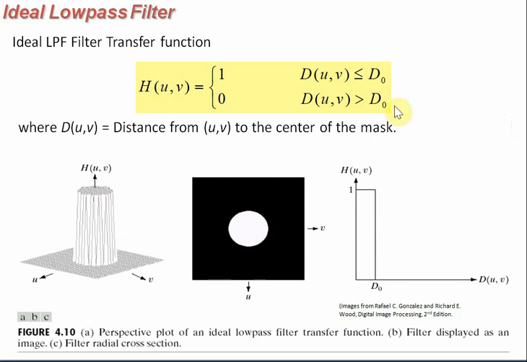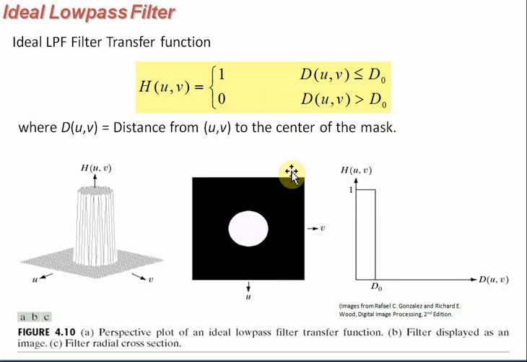Here the radius is D naught. Where D of u comma v is less than or equal to D naught, the filter value is 1, so 1 multiplied by F of u comma v gives F of u comma v. That means in this position, at higher intensities or the white level, you get the image as it is. But if D of u comma v is greater than D naught, other than this range, the blackness is there.